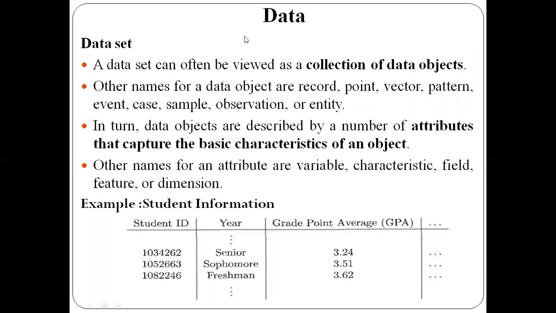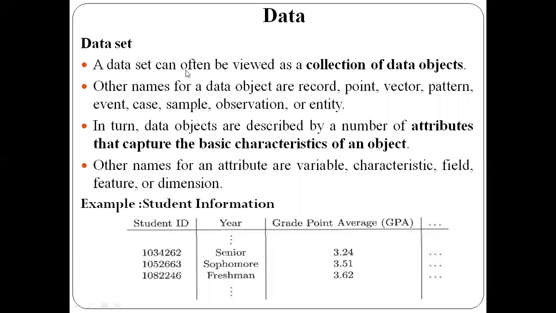Now coming to the next topic, which is about the data. Data is, as we know, a collection of real world facts. So that is nothing but data. Now, what is a data set? Data is a collection of facts, and that data will be stored in the data set. A data set has a set of data objects. So the collection of data objects is called a data set.